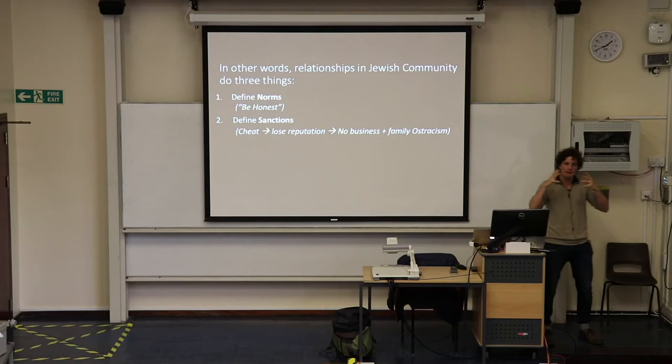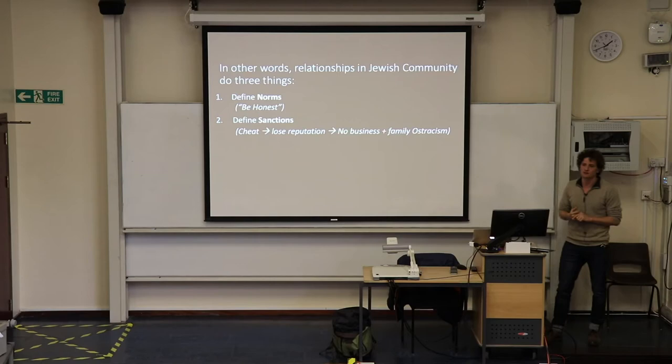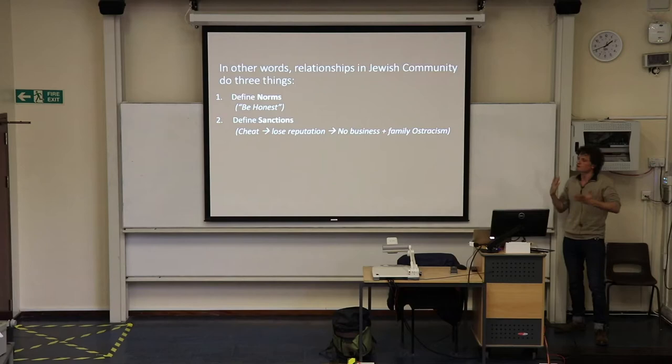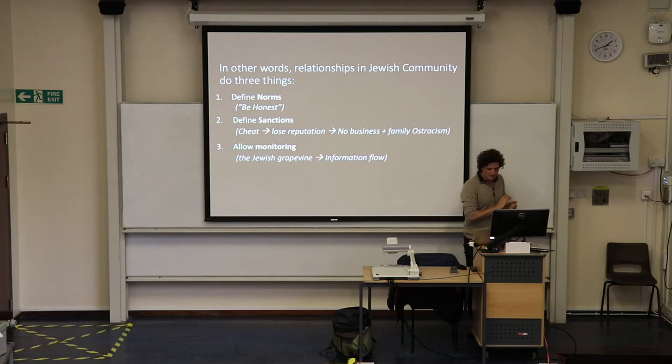They define sanctions. Relationships embed sanctions between individuals. What are the sanctions in this case? If you cheat, your reputation is gone, you'll have no business, and your family is ostracized from the community, or is punished, let's put it that way. Your entire family loses status, right? It's very nice to define norms, but if you don't have sanctions, you have no mechanism for ensuring that these norms are actually adhered to. And these sanctions are also part of the relational structure of the Orthodox Jewish community of New York and Antwerp. Finally, you need to have a monitoring mechanism.